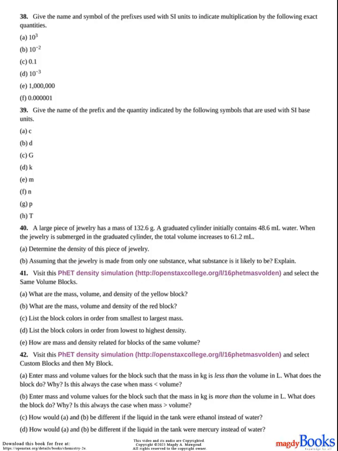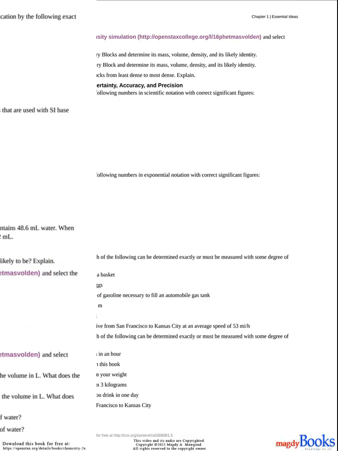C. How would A and B be different if the liquid in the tank were ethanol instead of water? D. How would A and B be different if the liquid in the tank were mercury instead of water?